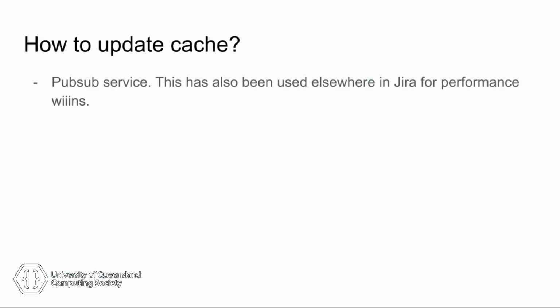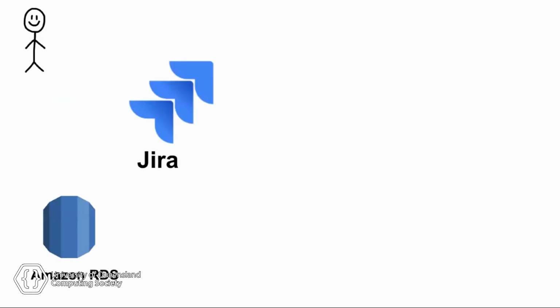So how do you actually update the cache? We use a pub/sub service, which I'll get to in a minute. But before we did any of this work, what would happen is a user would request an issue from Jira. Behind the scenes, Jira would grab the issue from the database. We use Amazon RDS. It would return us the issue, and we would return it to the user. That was a pretty slow process, but it worked.